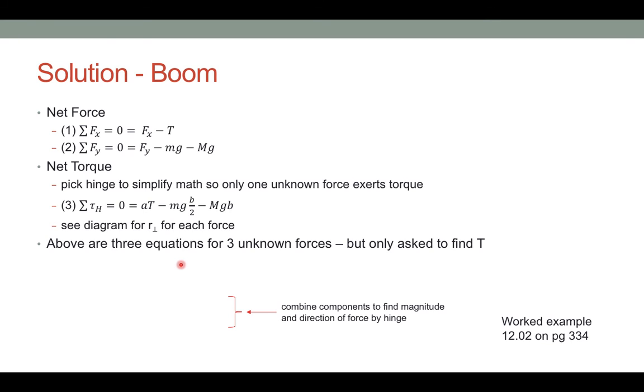These are, again, three equations for three unknowns. We're only asked to find the tension on the cable, but we could use the first two equations also to find the forces from the hinge. Here are our solutions. The tension that we're asked to find is about 6,000 newtons. We could also find the two components of the force from the hinge. Those, of course, can be combined to give us the magnitude and direction of the force from the hinge. And again, this is a worked example in the textbook around page 334.